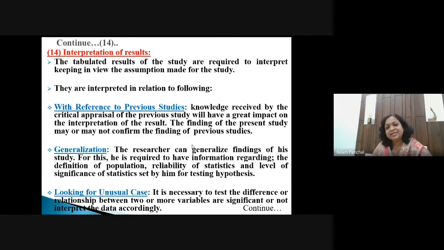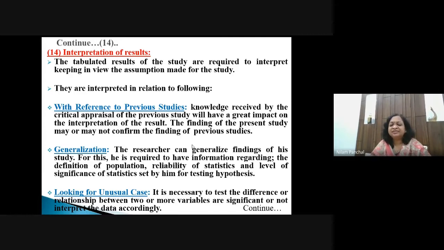Next is interpretation of the results. So the tabulated results of the study are required to be interpreted keeping in view the assumptions made for the study. So they are interpreted in relation to knowledge received by the critical appraisal of the previous study, which has a great impact on the interpretation of the results. So the finding of the present study may or may not confirm the finding of the previous studies.